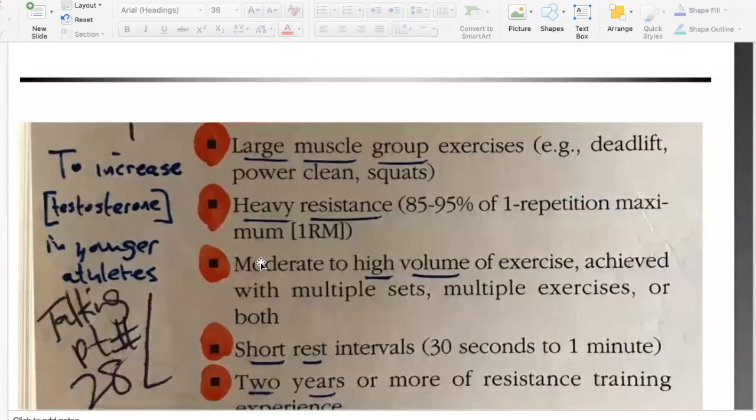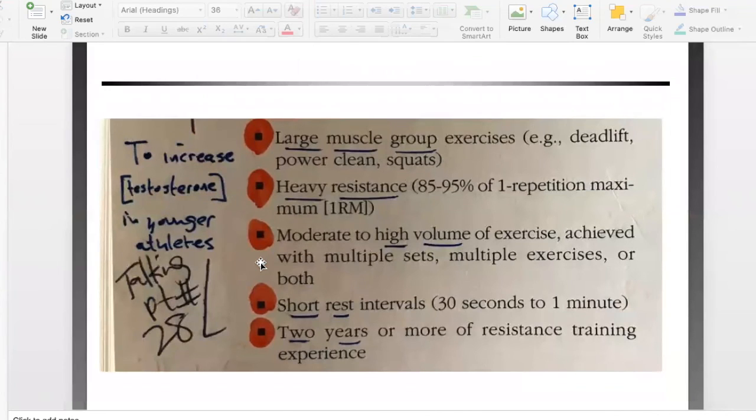And then this is some hints in terms of increasing testosterone. Sometimes, especially with older athletes, it's difficult to keep testosterone levels higher. And sometimes with steroids and stuff, people want to artificially increase the concentration of testosterone. If you want to do that, rather than taking testosterone replacement therapy, what you want to do is work on your large muscle groups. So deadlifting, power clean, squats.